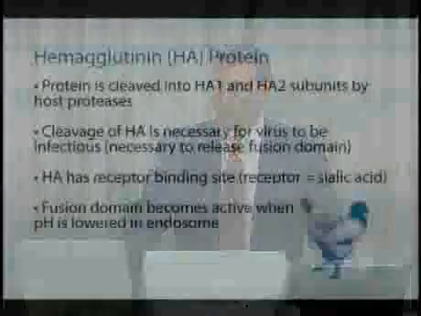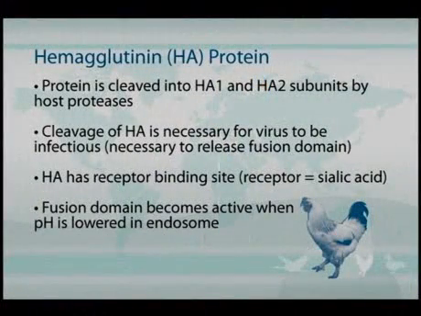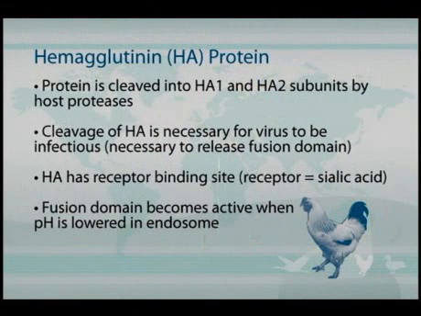Now, I'd already mentioned the hemagglutinin is very important. Just wanted to touch on that just briefly again. That the protein is initially made as a single large protein that has to be cleaved into the HA1 and HA2 subunits by host proteases before the virus is infectious.